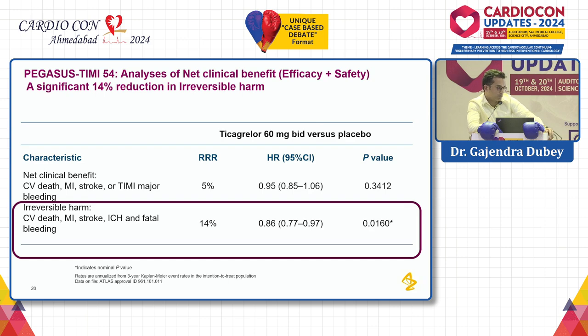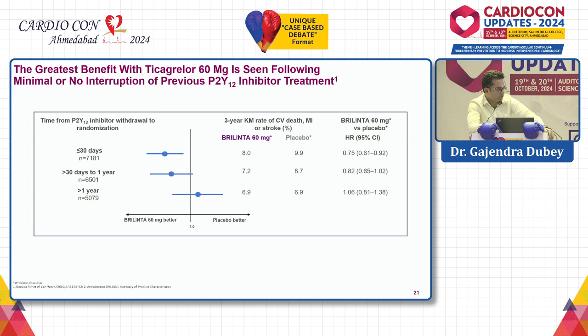There was another outcome, that was irreversible harm, which included CV death, MI, stroke, ICH and fatal bleeding. There was a significant 14% reduction with the 60 mg dose as compared to placebo. And the greatest benefit was seen if there was no interruption in the dual antiplatelet therapy. Those who had interruptions of less than 30 days were the ones who derived maximum benefit.